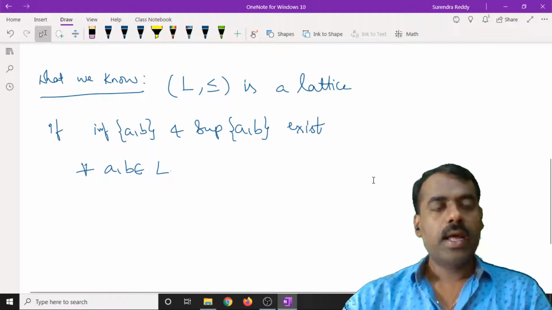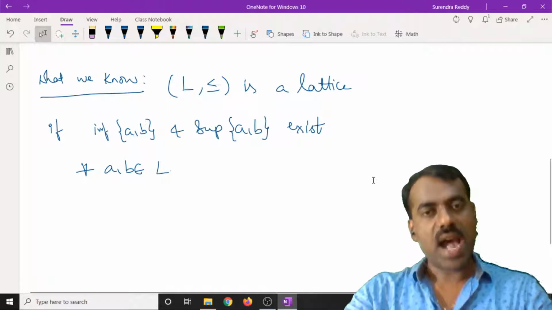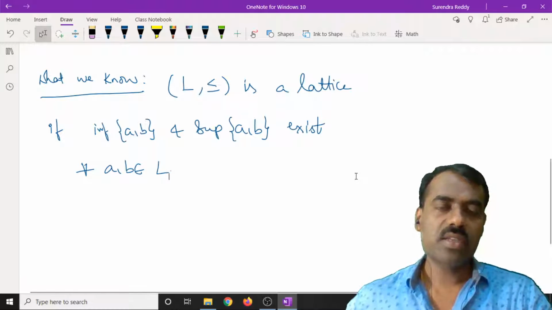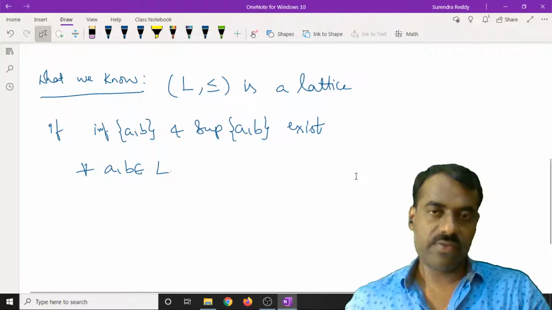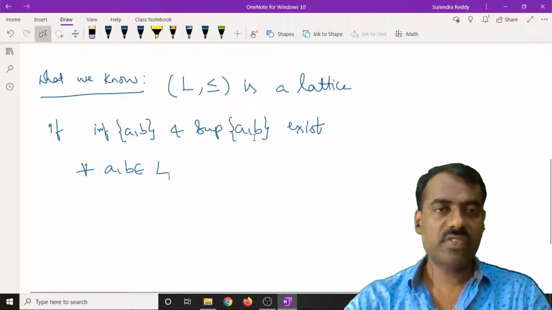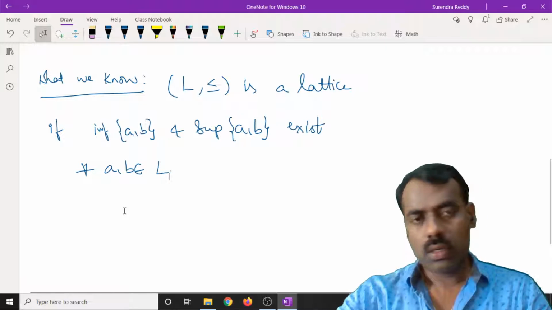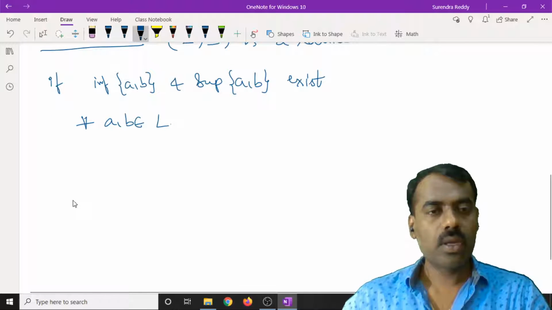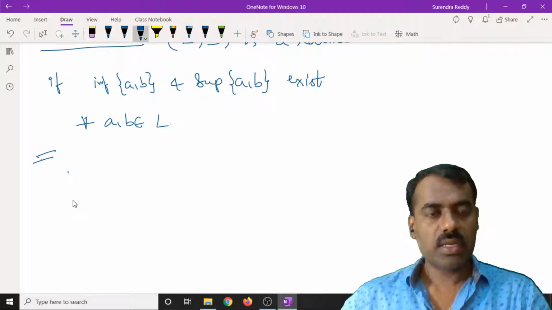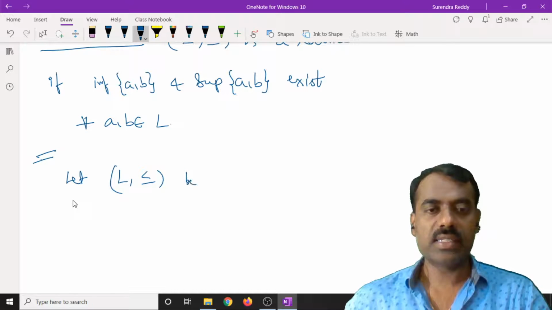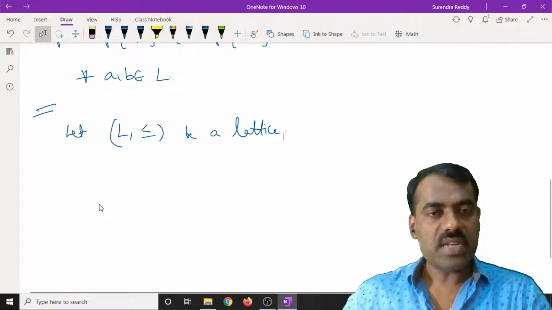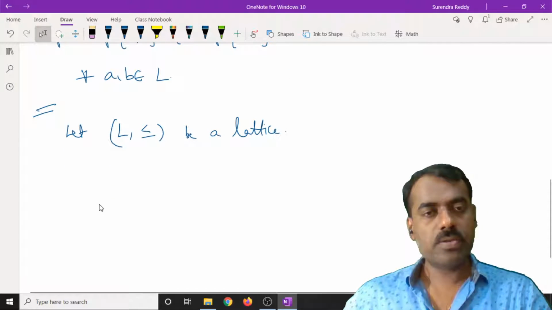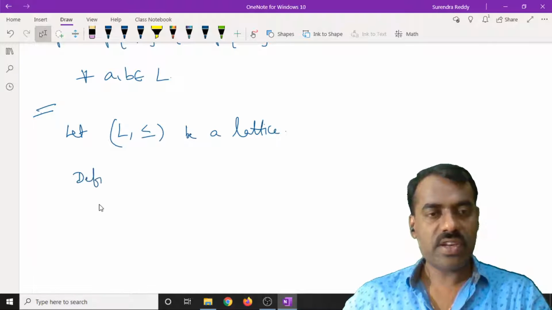Right? Now we will see the other way of defining lattice. What we do here is start with, let this L be a lattice. That means the above two conditions are satisfied. Now we'll try to define an algebra. So to define an algebra, we define two operations.